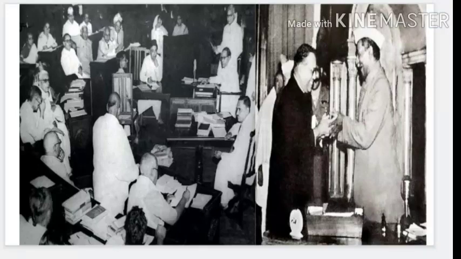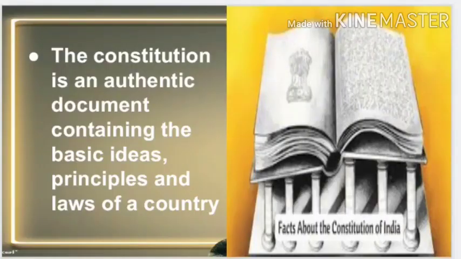Now let's take a look at how the Constitution was created. Though it came into force only in 1950, M.N. Roy, a Communist Party leader, was the first to move the idea and the demand was accepted in 1940. The Constitution is an authentic document containing the basic ideas, principles and laws of a country. Authentic is nothing but an official document. It also defines the rights and duties of citizens.